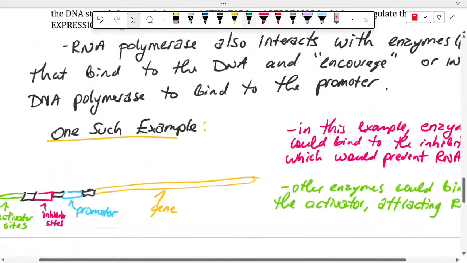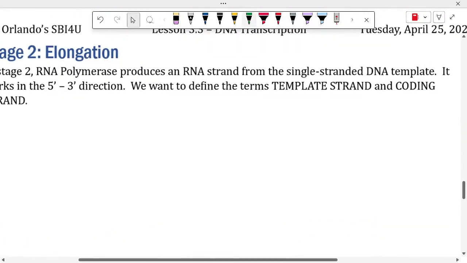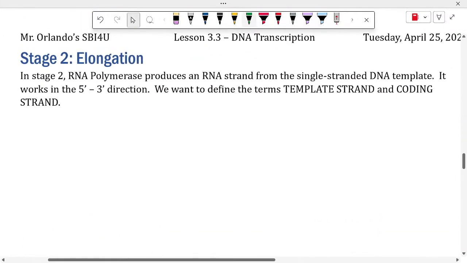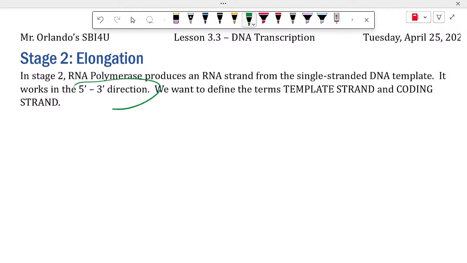All right. What comes after initiation? Elongation. So what does that mean? Specifically, it means that we're elongating the mRNA strand. So in stage 2, RNA polymerase produces an RNA strand from the single-stranded DNA template. We have our template strand of DNA, and it works in the 5' to 3' direction. Does that look familiar? What else works in the 5' to 3' direction?